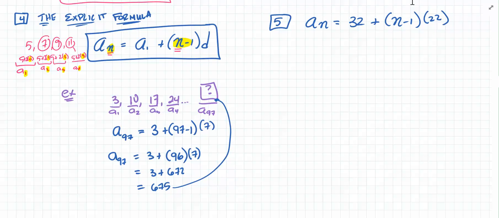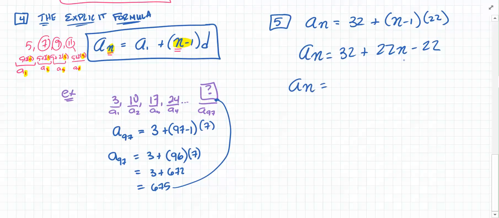Let's see what we can do. So a sub n equals 32 plus, all you have to do is distribute in. So this is going to be 22n minus 22. Does that make sense? So a sub n is equal to, what's 32 minus 22? 10. Yeah, 10 plus 22n. So a sub n is equal to 22n plus 10.